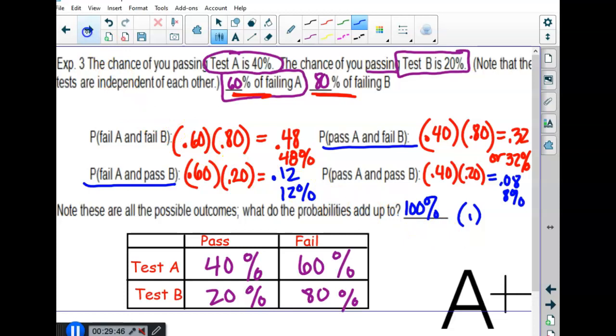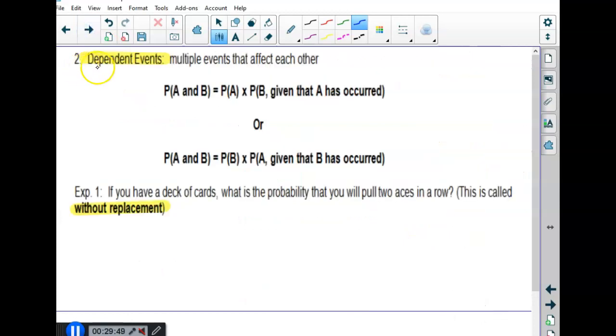So it works? Okay. Now, dependent events, okay, are multiple events that affect each other in some way. So you can multiply the probability of A times the probability of B given that A occurred, or the probability of B times the probability of A given that B occurred. This is all fancy talk. My way of thinking about this is without replacement, meaning you didn't put the first one back, so there's less of something. So let's talk about a deck of cards again.